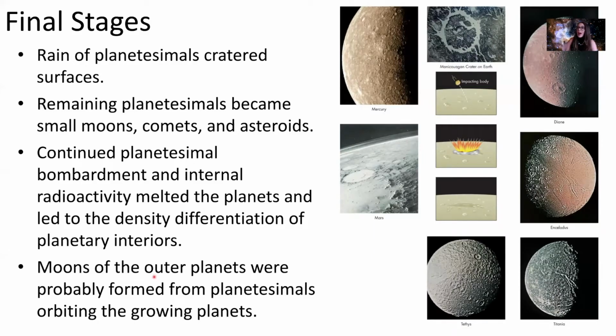Moons of our outer planets were probably formed from planetesimals orbiting the growing planets. So, for instance, Jupiter and Saturn probably were able to capture with their gravity some of these planetesimals, and then those planetesimals could also start to accrete with each other as they're orbiting around the planet, and that leads to some of the moons that they have out there too.